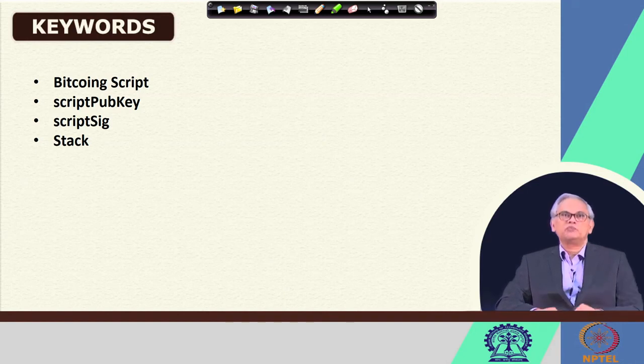So, let us take a look at those concepts in this particular lecture, and the keywords for today's lecture are, first of all, Bitcoin script, as we said, then script pub key and script sig, which we had introduced in our last lecture. And then we will see how a stack implementation is done, so that the script processing can be done in an automated manner whenever Bob tries to spend the bitcoins he received, say 40 bitcoins from Alice, and how this can be done by processing all these scripts using a stack.